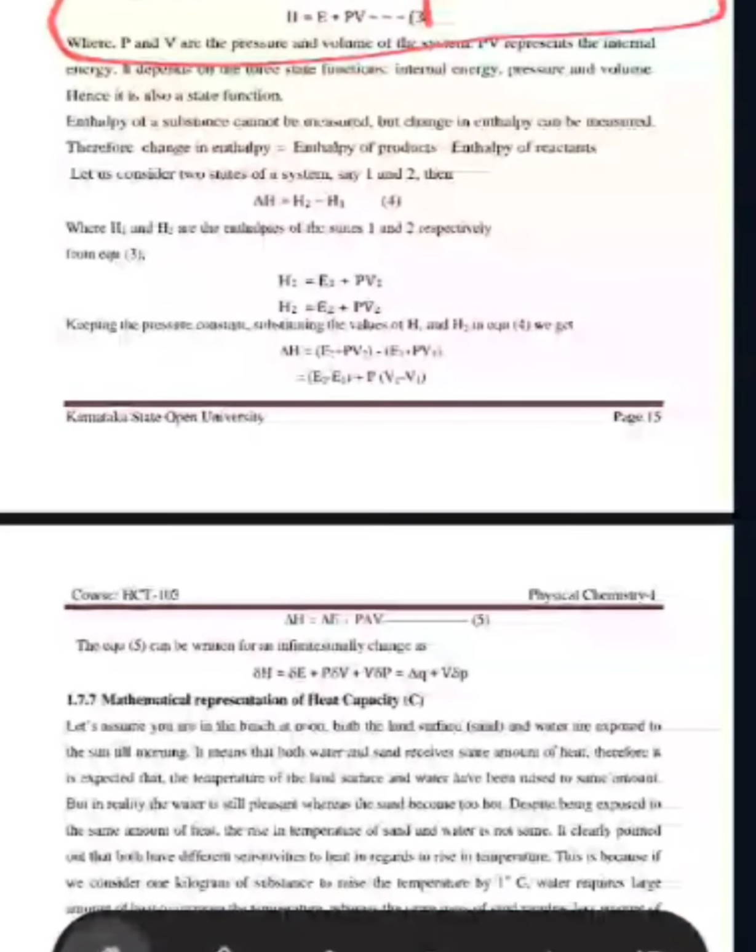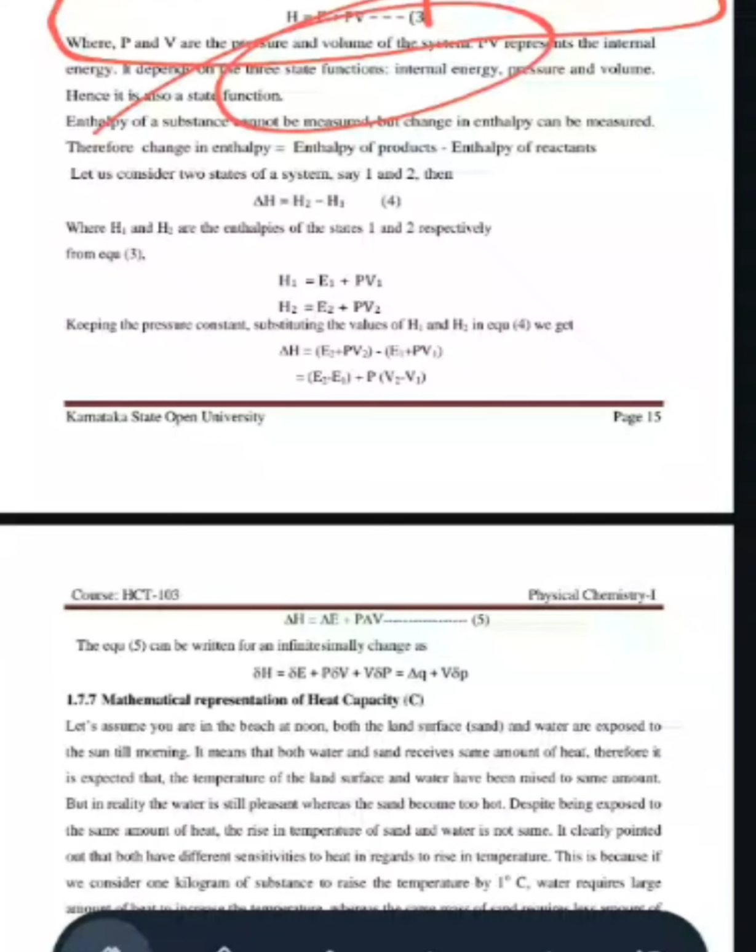So here H is equal to E plus PV. H is the enthalpy of the system, E is the internal energy, P is the pressure and V is the volume of the system. This can be studied using this equation. To know the enthalpy of the system, H should be calculated using the energy, pressure, and volume of the system. That is equation 3.